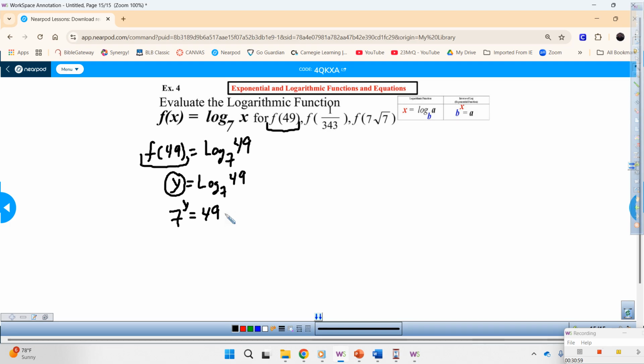Next, what do we do next, people? Your brain needs to tell you what do we do next. Change this to what? Same base, yes? So 7 to the y equals 7 to the what? What gives us 49? 7 to the 2. That is correct. And last, we solve: y equals 2.